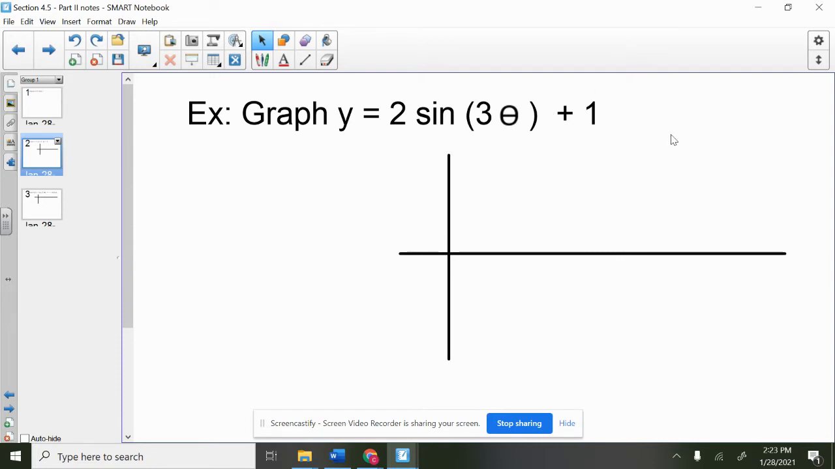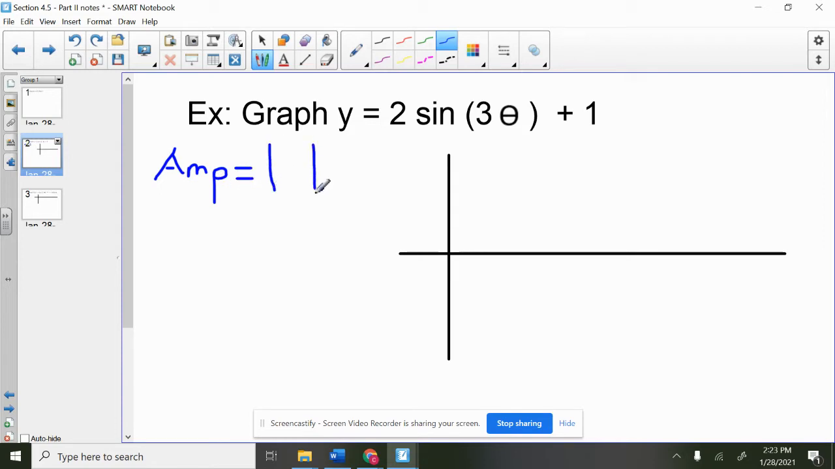looking at what's called a vertical shift. We've already talked about amplitude and period. We're going to move on to vertical shift, and then we'll also talk about something called phase shift. One of the first things we'll do is always the amplitude, and that's always the absolute value of the number in front of the sine or cosine. In this case, that's this 2. So the absolute value of 2 is 2. Now, that's the distance from your midline up and then down to get to your high and low values.